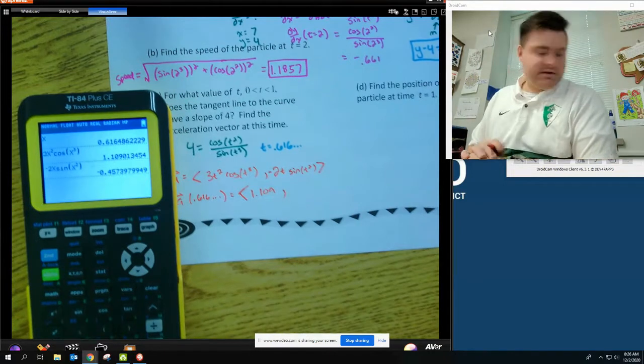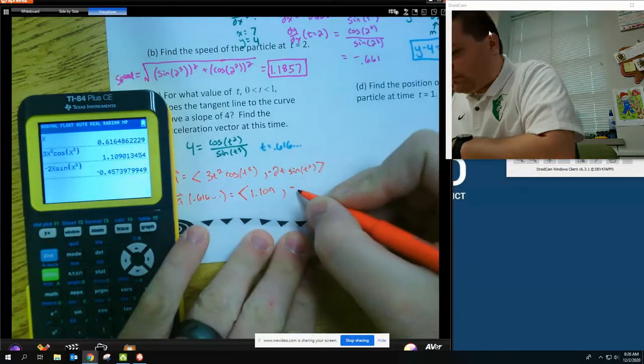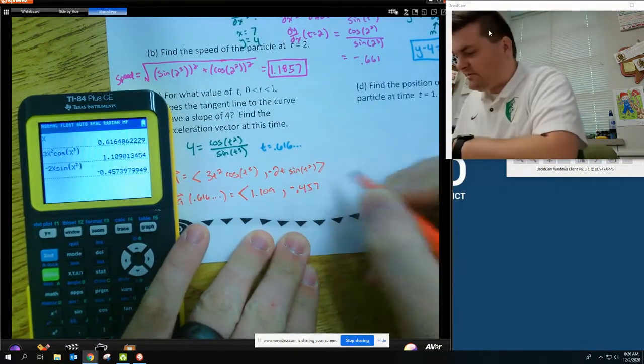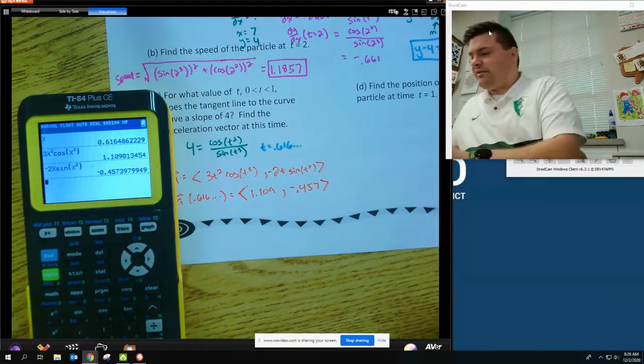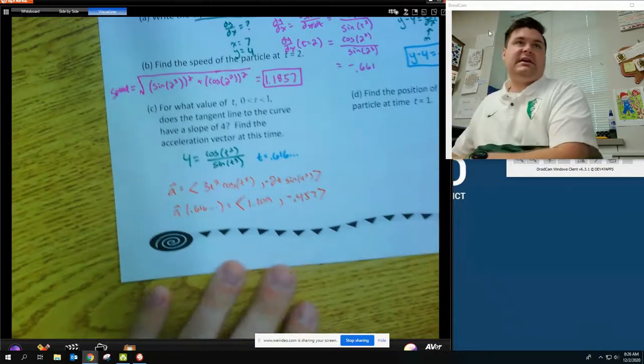Just double checking my work here. Yep, I got it. So negative 0.457, and boom, that's good right there. All right, so that's acceleration, and of course part D is going to ask for position.